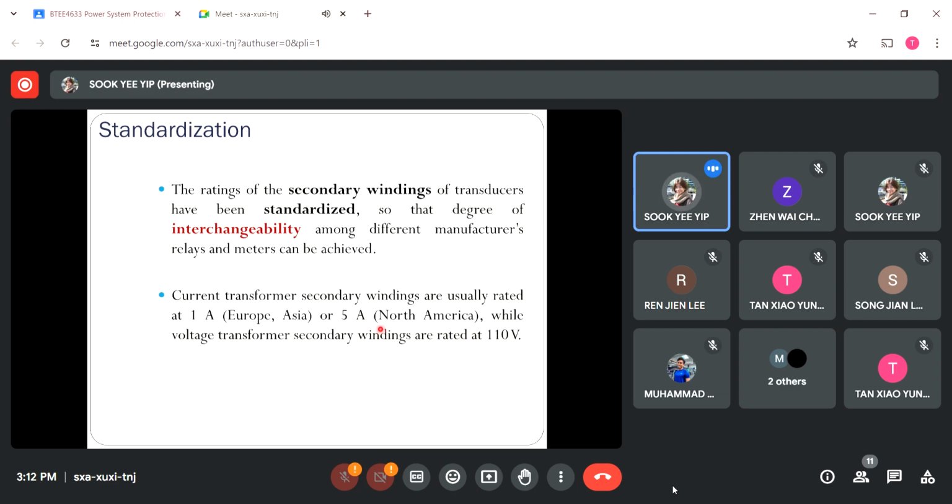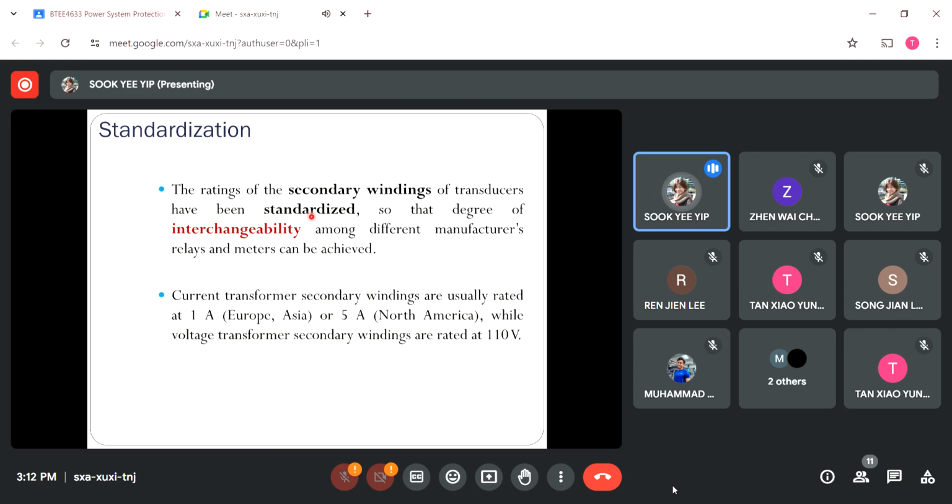All right, so you can see its secondary values here don't change under normal conditions, either 1 amp or 5 amp, or for voltage 110 volts. So it's allowed. We can use components from different manufacturers together.